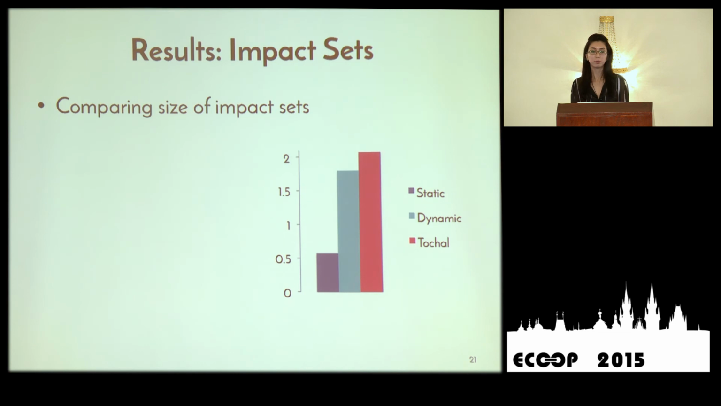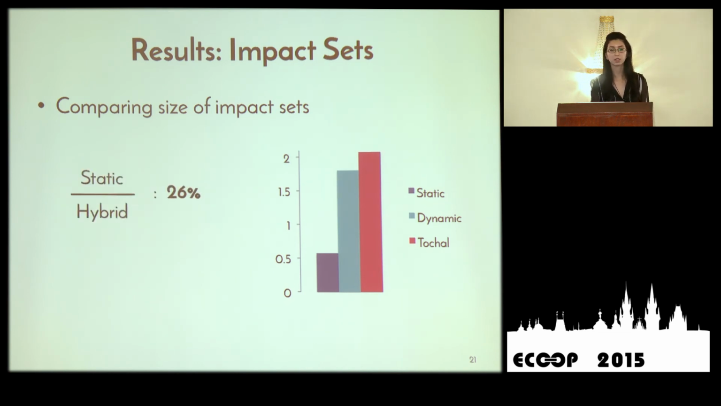The results of comparing the impact sets showed that static analysis covered 26% of the entities in the impact sets of the hybrid analysis. And dynamic analysis was able to find 80% of the impact sets of our hybrid approach on average.